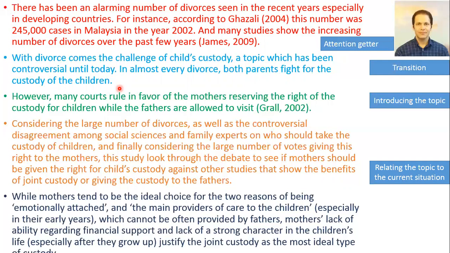And the last part. While mothers tend to be the ideal choice for the two reasons of, number one, being emotionally attached, and number two, being the main providers of care to the children, especially in the early years, which cannot be often provided by fathers, mother's lack of ability, number one, regarding financial support, and number two, lack of a strong character in the children's life, especially after they grow up, justify the joint custody as the most ideal type of custody. Yes, you are right. This is the thesis statement.